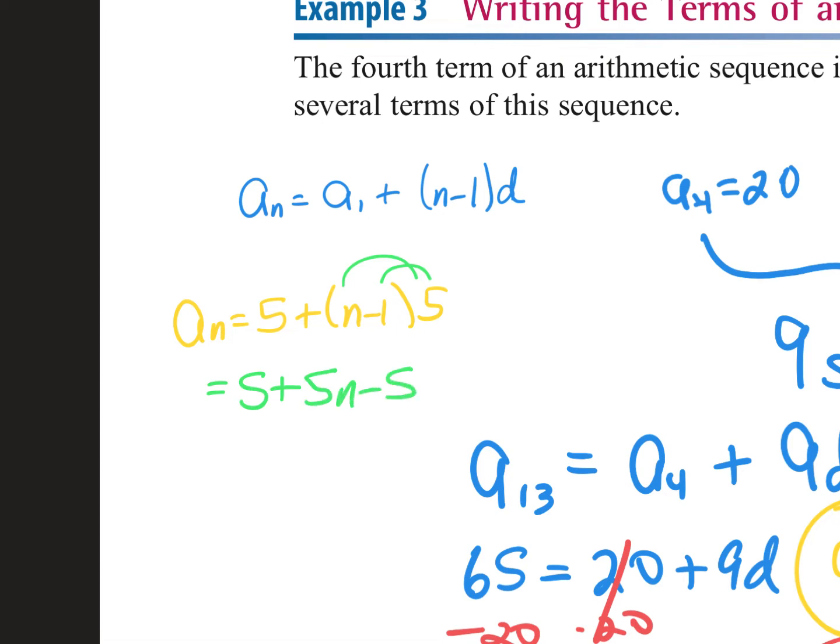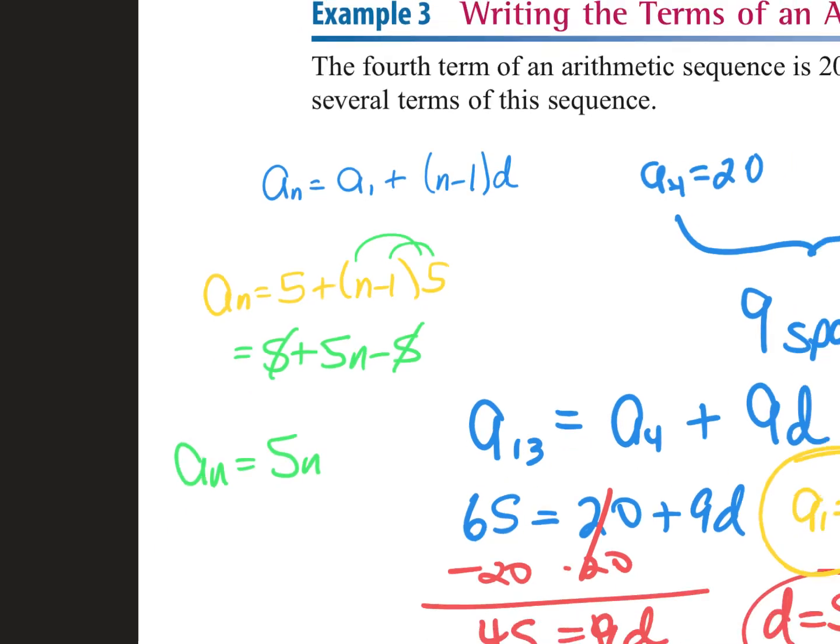What happens with the two 5s? They cancel, positive and negative. So my rule is a sub n equals 5n. They wanted the first few terms of the sequence. How would I find the first few terms?